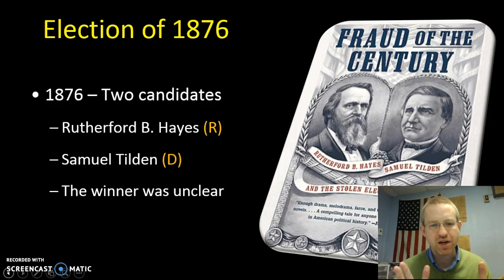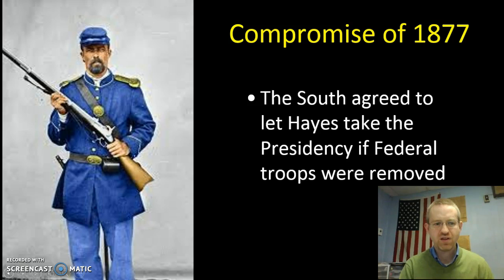Now, when all the ballots are counted, it looks like Samuel Tilden has probably won this election. He has a couple more electors than Rutherford B. Hayes. But the winner is not entirely clear. The South decides that they would be willing to change their votes to make things a little more clear. They would be willing to change the electors they send from people voting for Tilden to people voting for Rutherford B. Hayes if, they say, the Union troops would be removed from the South.